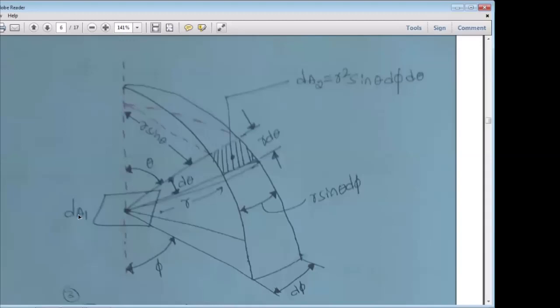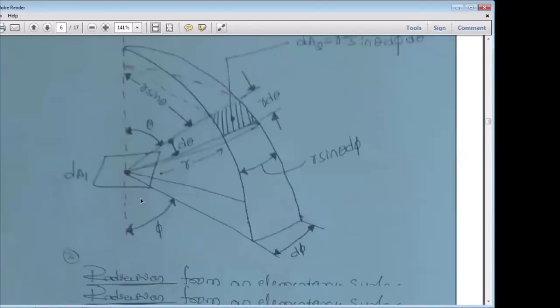Understand? This is the dA1 and this is the dA2. This dA2 area is r d theta into r sine theta d phi. That becomes r square sine theta d theta d phi. And this is the normal. This distance is called r sine theta from this line. So this angle is called d theta.